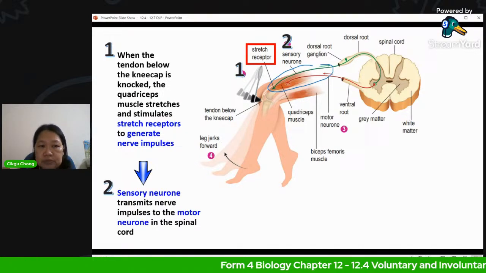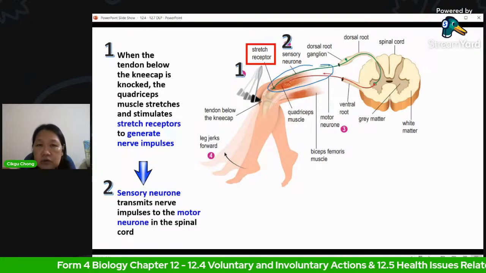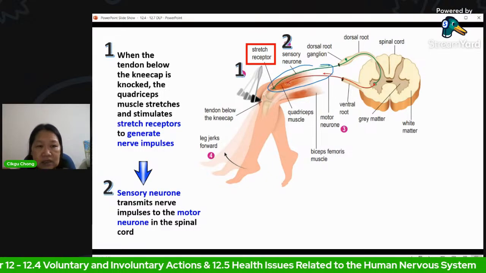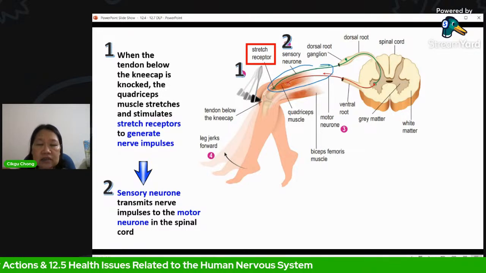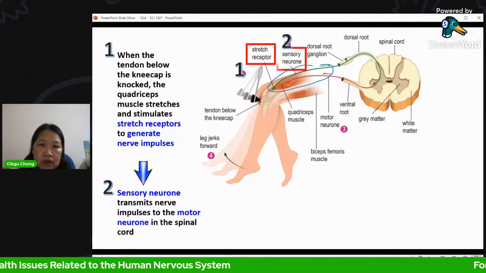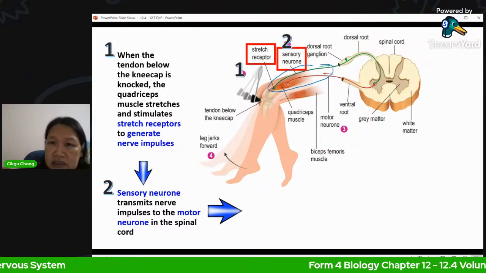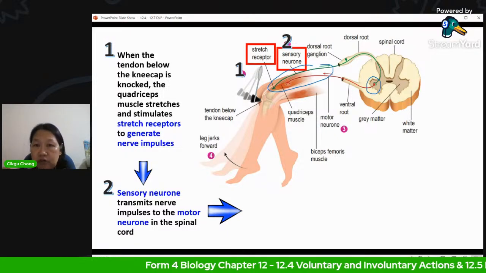The sensory neuron will transmit the nerve impulse to the motor neuron. You see there's no relay neuron. It goes directly into the spinal cord, and this sensory neuron will synapse with the motor neuron. You can see here the synapse is here, inside the spinal cord in the gray matter.